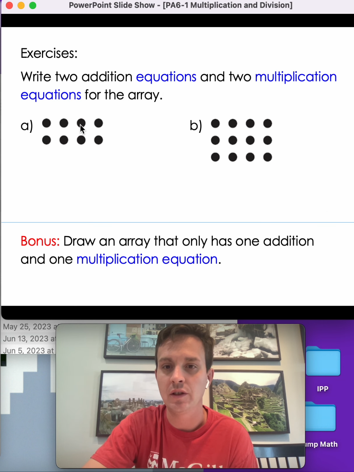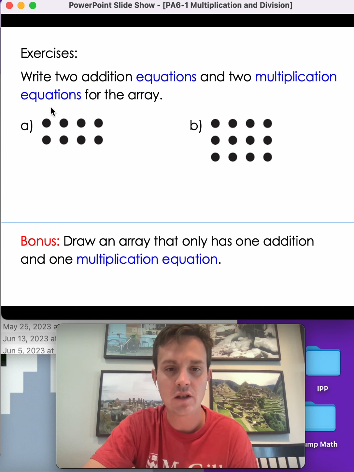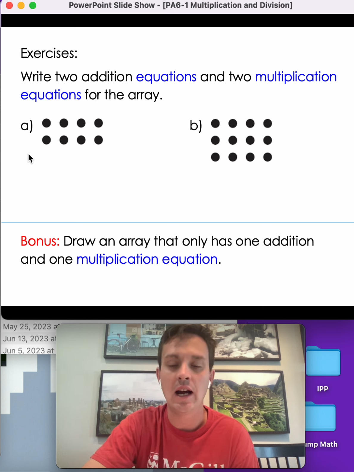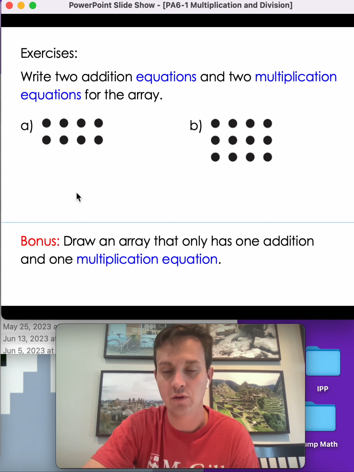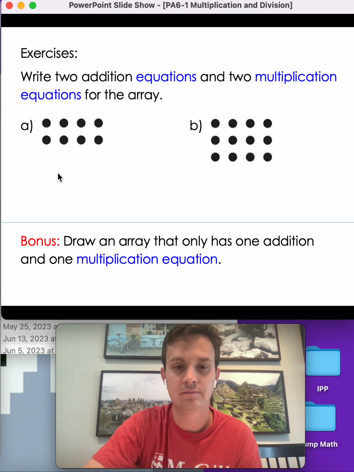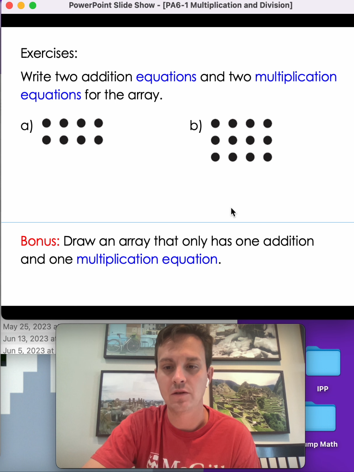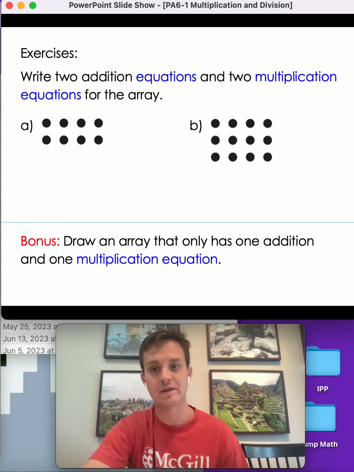Right? So here they are. What are some addition equations and 2 multiplication equations for the array? So this one here, it could be 2 plus 2 plus 2 plus 2. Could also be 4 plus 4. Or it could be 2 times 4. This one here, it could be 4 plus 4 plus 4. Or it could be 3 plus 3 plus 3 plus 3. Or you could write 3 times 4. Okay, those are your exercises that I just did.